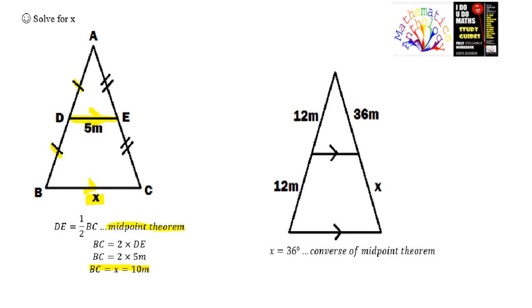The next one here, we're given two sides here that are equal, 12 and 12. And we're also given that the third side is parallel. So this means that the other sides here should also be equal to each other because of the converse of the midpoint theorem. So if the top is 36, then the bottom part should also be 36. So x equals 36, and your reason is converse of the midpoint theorem.